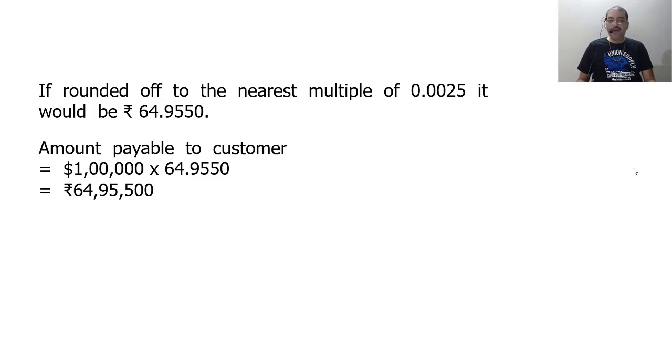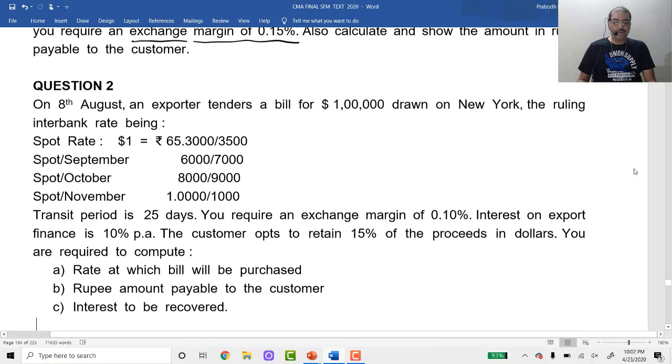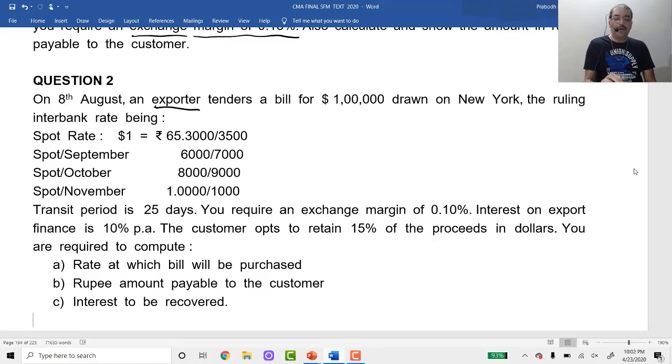Okay. So that is the calculation of the rates. Let us come to question 2. On 8th of August, an exporter tenders a bill for 1 lakh US dollars drawn on New York. The ruling interbank rate and all the rates are given to you. The swap points are given for September, October, and November. September is at premium, October is also at premium, November is at premium. Transit period is 25 days. You require an exchange margin of 0.10%.